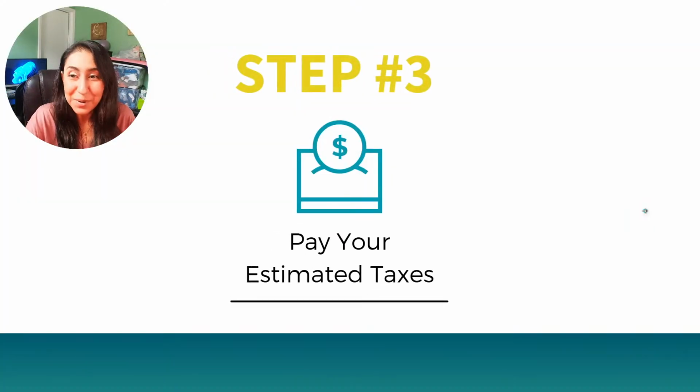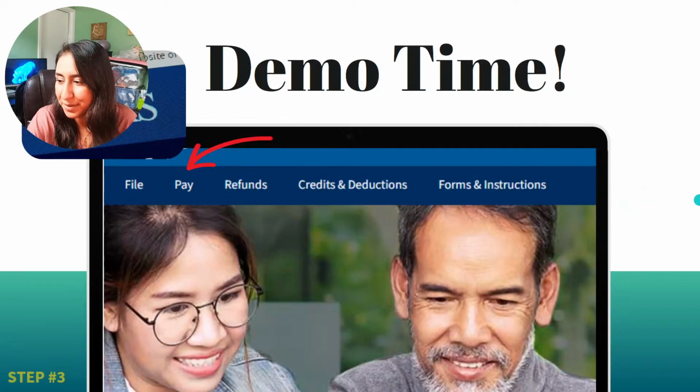All right, we're on step 3. Let's pay your estimated taxes. We're doing good. It's only been 30 minutes. This is great. It's demo time. Let's go.